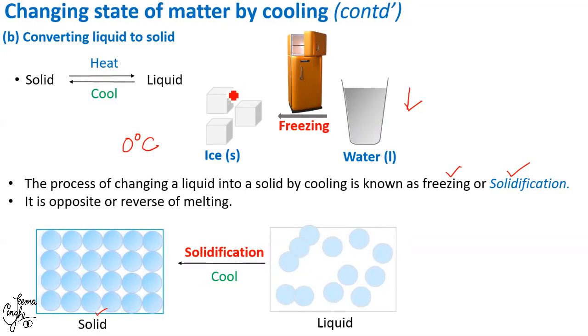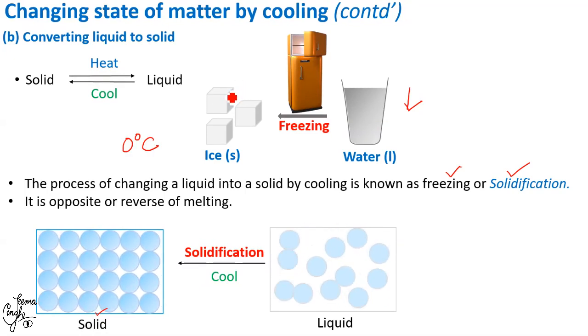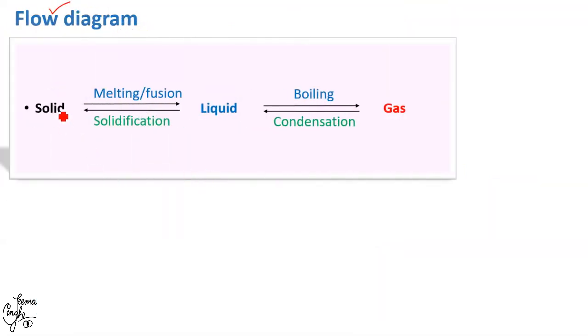Let us summarize all the processes that we have learned until now with the help of a flow diagram. You can see here, solid converts into liquid, the process is known as melting or fusion. Liquid converts into gas, the process is known as boiling. The reverse processes are known as condensation and solidification respectively. Now, my dear student, is it possible to skip the second step?